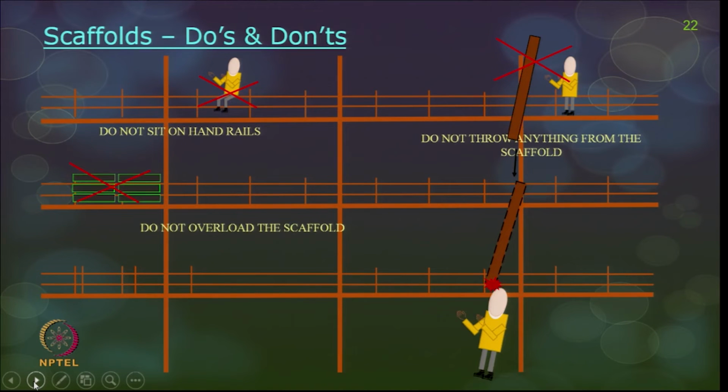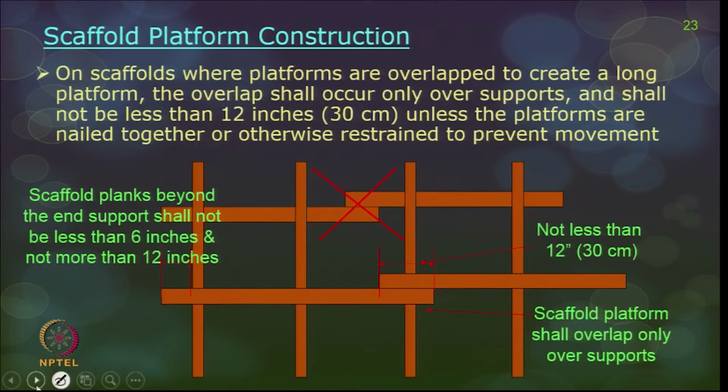Some do's and don'ts on scaffolds. Do not sit on the handrails. These handrails or guardrails are primarily for the safety of people on the scaffold, to prevent them from falling down, so you should not be sitting on them. Do not throw anything from the scaffold so that it falls on people or the public passing by, and do not overload the scaffold unnecessarily. Do not keep more material than is necessary, even though it can support 4 times the load.